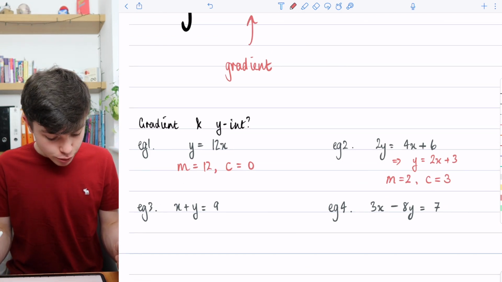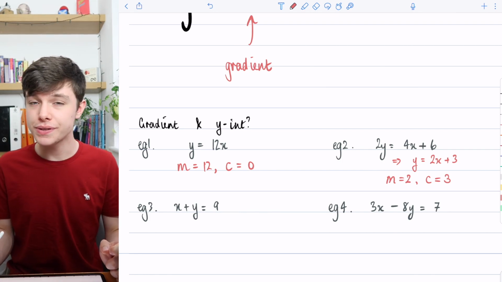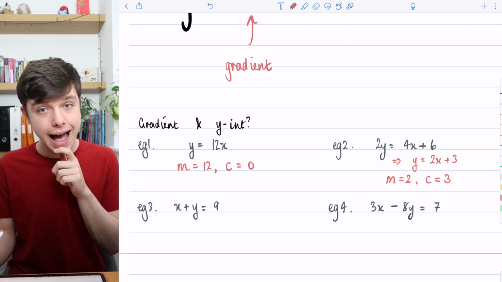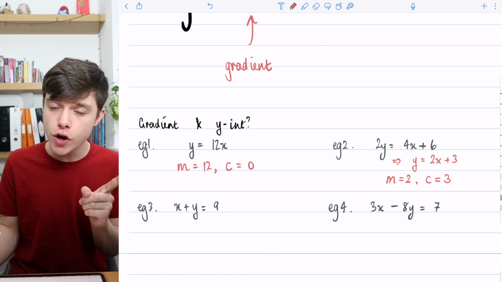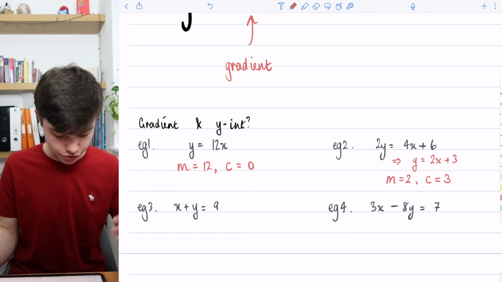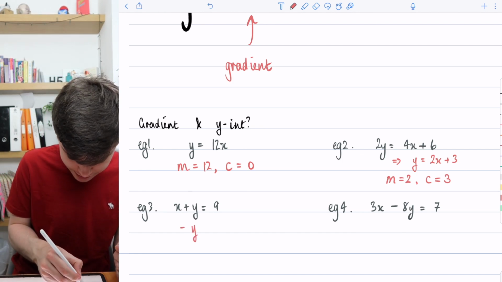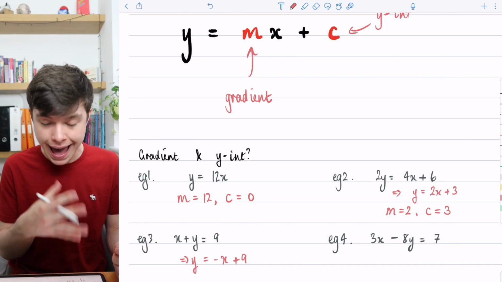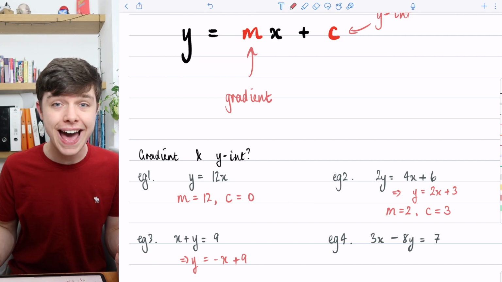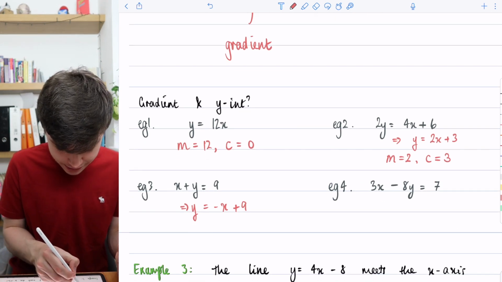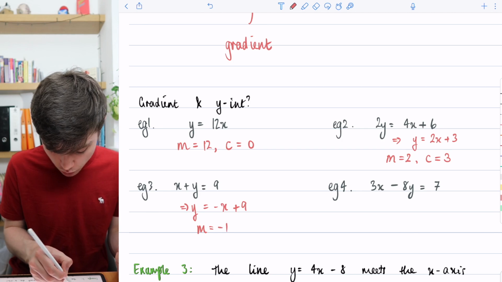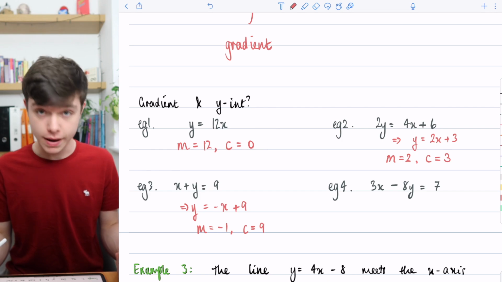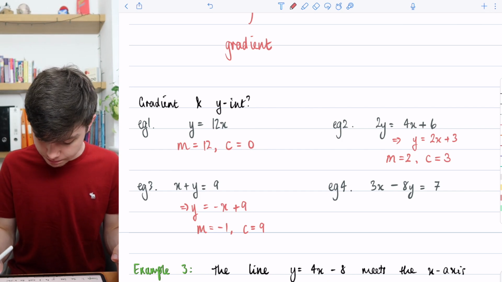Okay. Example 3, x plus y is equal to 9. What we want to do is, first of all, work out what the gradient is and the y-intercept, but we'll do that first by getting it in the form y equals something. So all I'll do is I will just minus x from both sides, and then I can read off m to be the number outside of x, the coefficient of x. Well, that's easy. m is -1, and then c is just what we're adding to the function, a 9. So c is 9, okay?